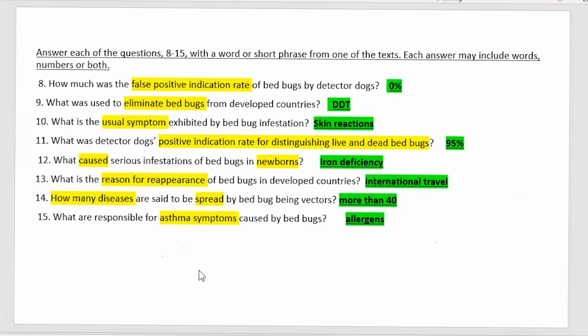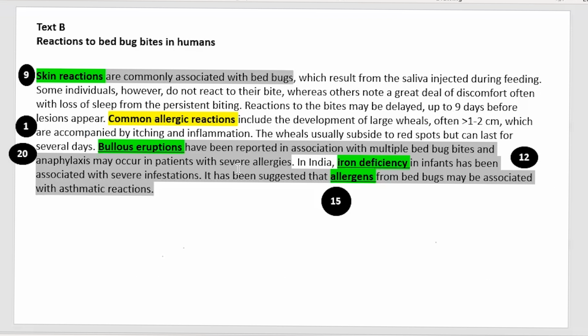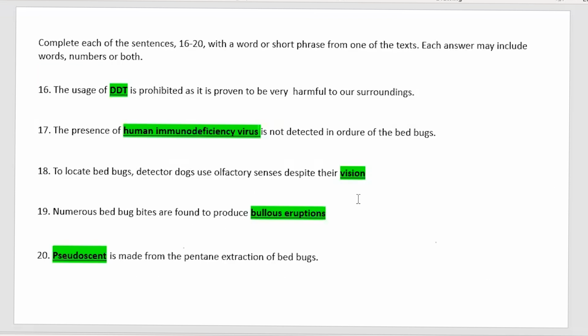See, the question is asked, what are responsible for asthmatic symptoms caused by bedbugs? Here the sentence has been paraphrased. It has been suggested that allergens from bedbugs may be associated with asthmatic reactions. So what is causing? Allergens are causing asthmatic reactions. The correct answer is allergens. Next, let us move to question number 16.